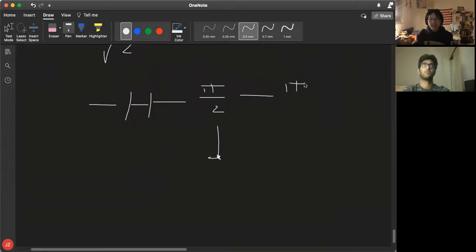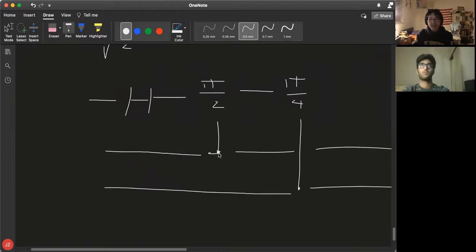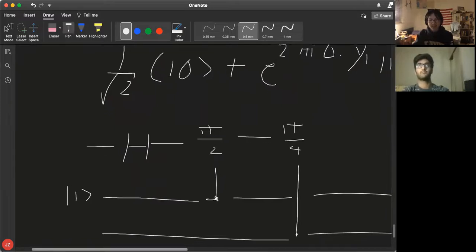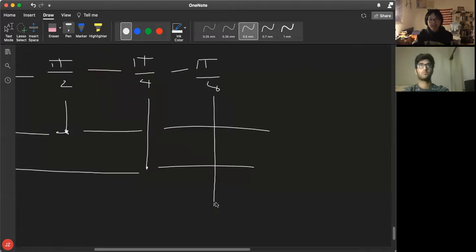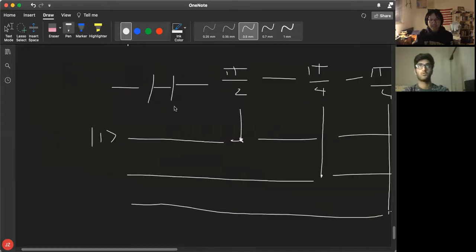And then we have a controlled pi over 4, and this would be controlled by your third qubit. And all these control gates do, by the way, is if this qubit was in ket 1, it will apply the rotation. If it's not in ket 1, the rotation will not be applied. The phase factor simply will not be added. And then this would be pi over 8. And you can keep doing this for each of the qubits, depending on how many you have.